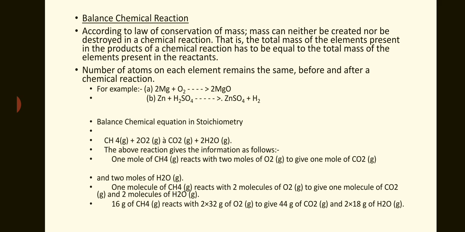So you can see the two examples given below. The number of atoms of each element remains the same before and after the chemical reactions given below. Example A, for example, 2Mg plus O2 gives 2MgO. And example B is when zinc metal reacts with sulfuric acid H2SO4, it will give us zinc sulfate and hydrogen gas is evolved.